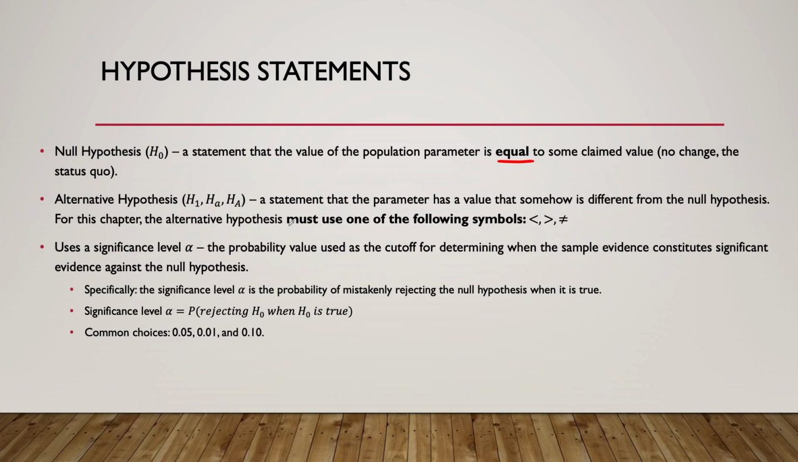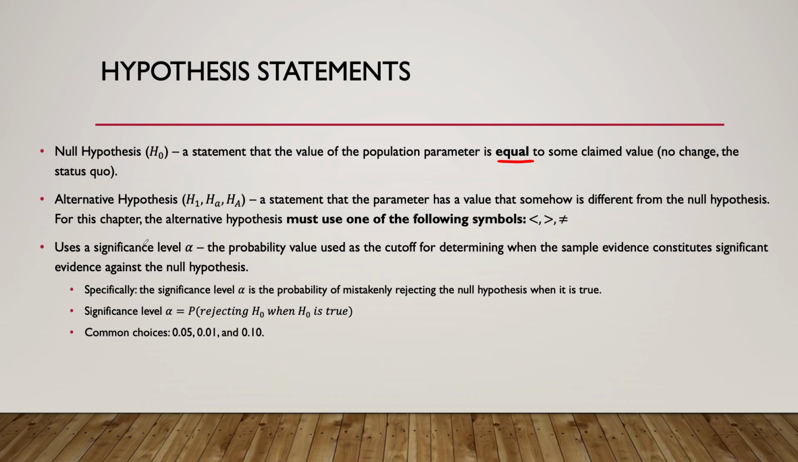For this chapter, the alternative hypothesis must use one of the following symbols: less than, greater than, or not equal to. Again, we have differences for some hypothesis tests, but that depends on which one we're actually using. But these are the three symbols that we'll be using for these hypothesis tests in this particular chapter and this part of the unit.